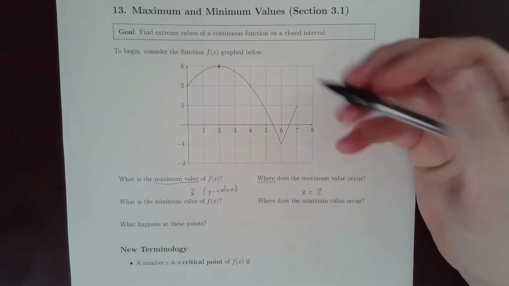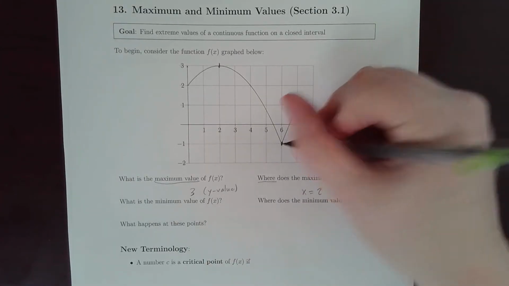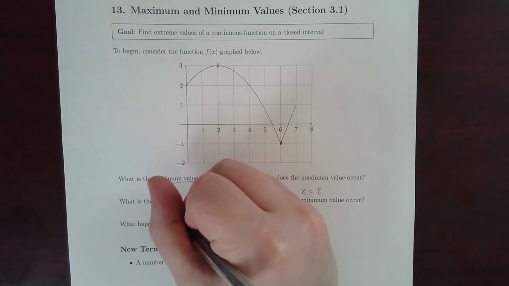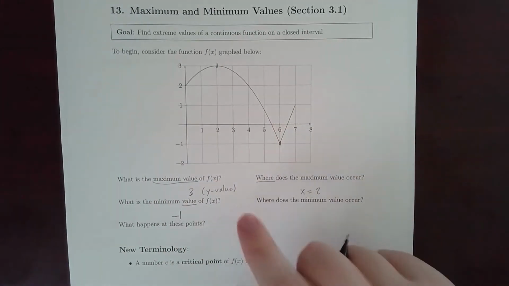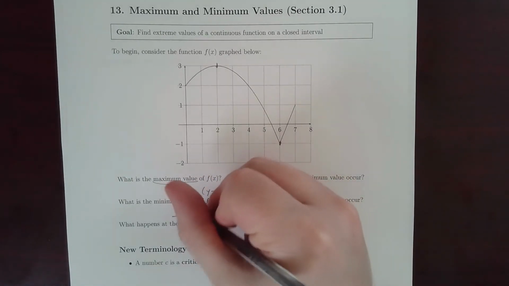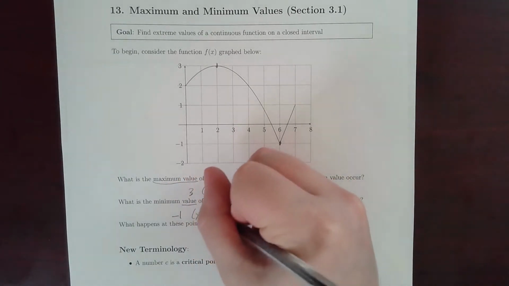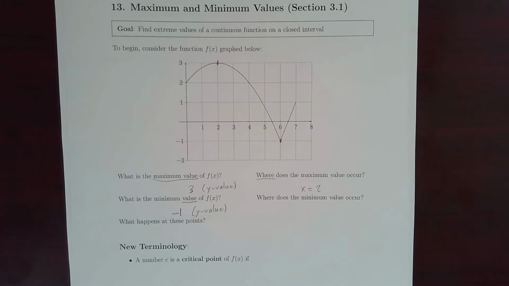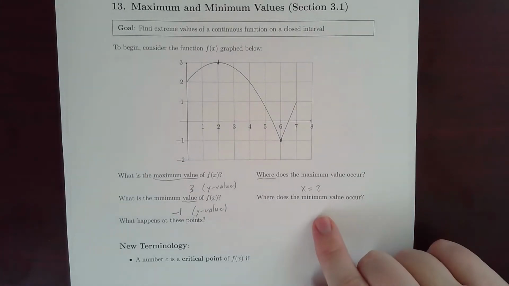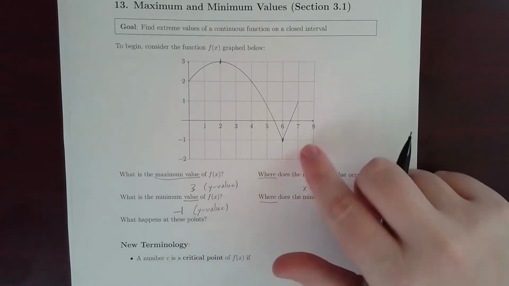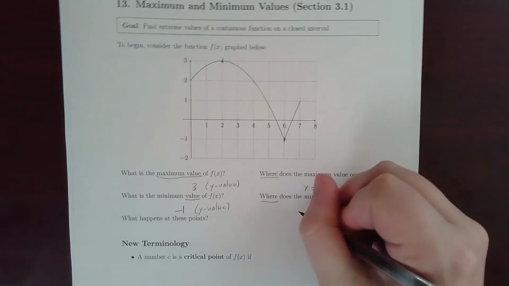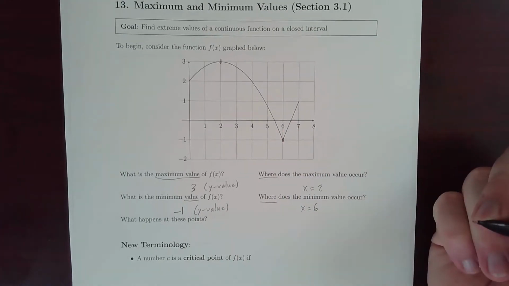Next we're asking where the minimum value occurs, and that would be right here. So here we're talking about the value specifically, the y value. So in this case, it'll be -1. And if we're asking where the minimum value occurs, that's going to be the x value where we get that. So that would be x equals 6.